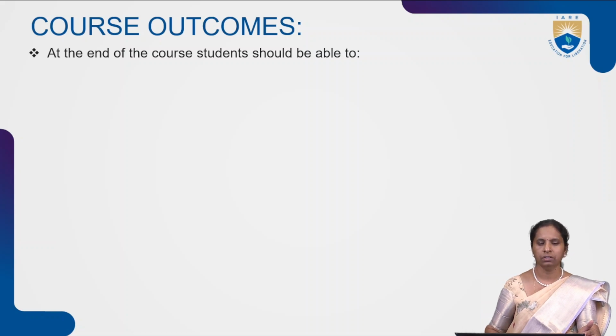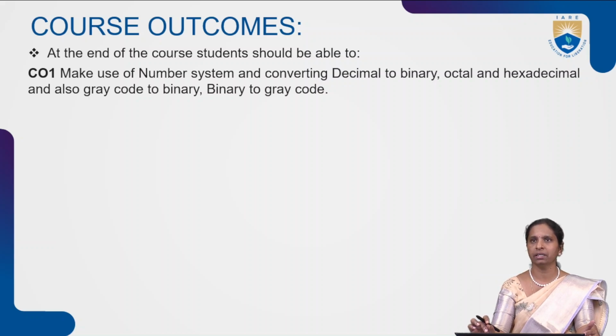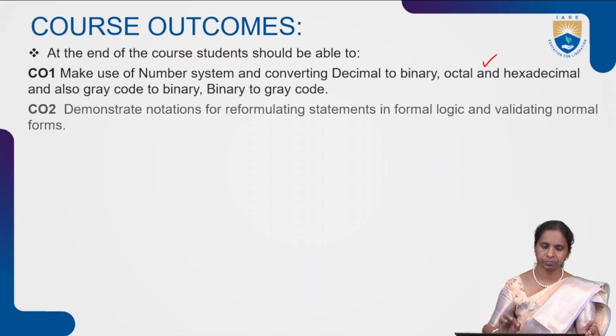Therefore, at the end of this course, the student is able to make use of the number systems, converting decimal to binary, octal and hexadecimal, and also Gray code to binary and binary to Gray code. It means the students can understand the number systems basics, and after learning these basics, they can use number systems in various computer science applications as well as convert from one number system into another.